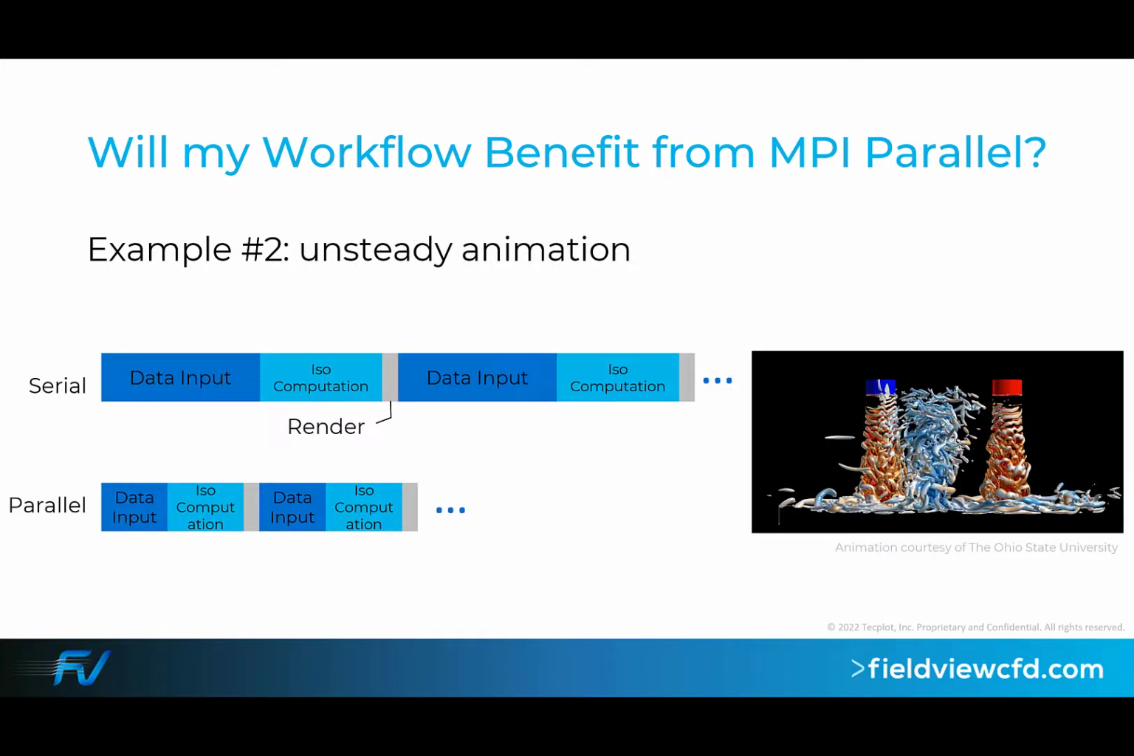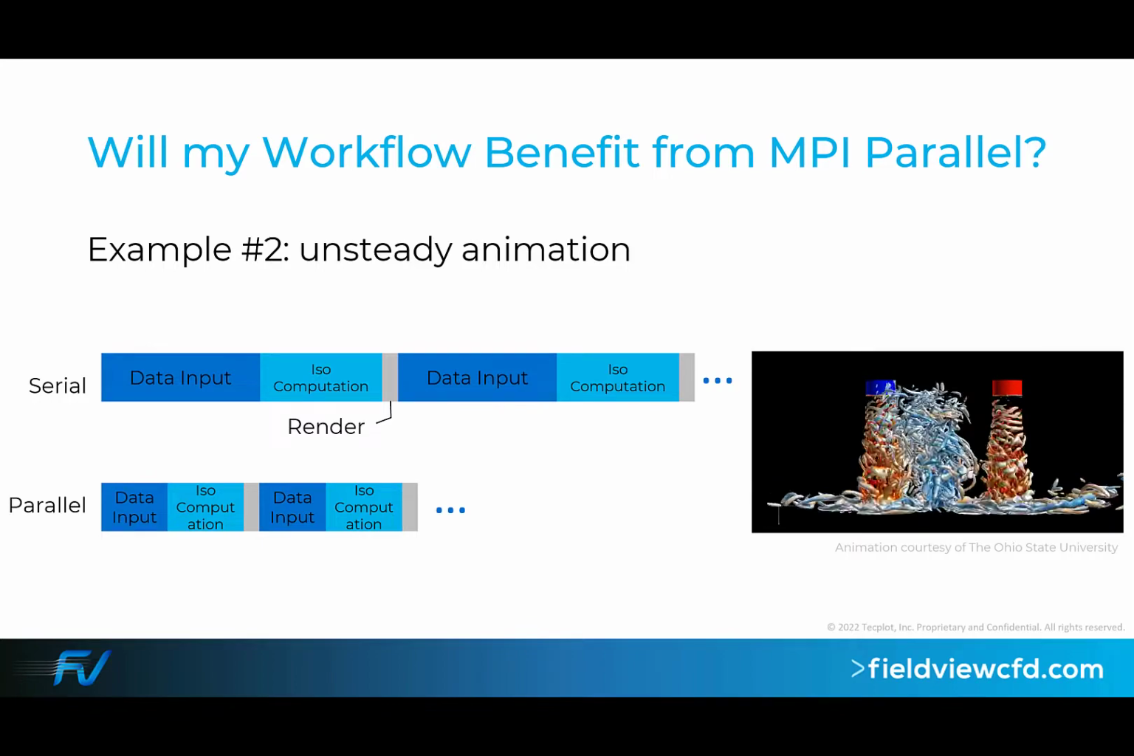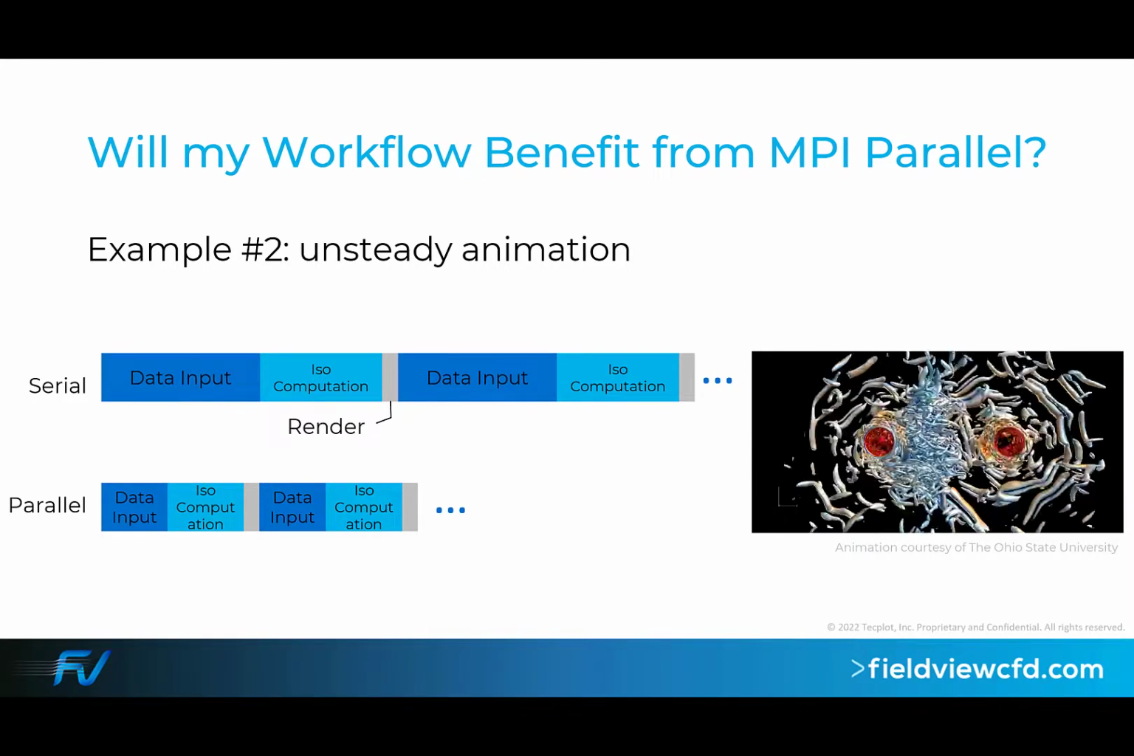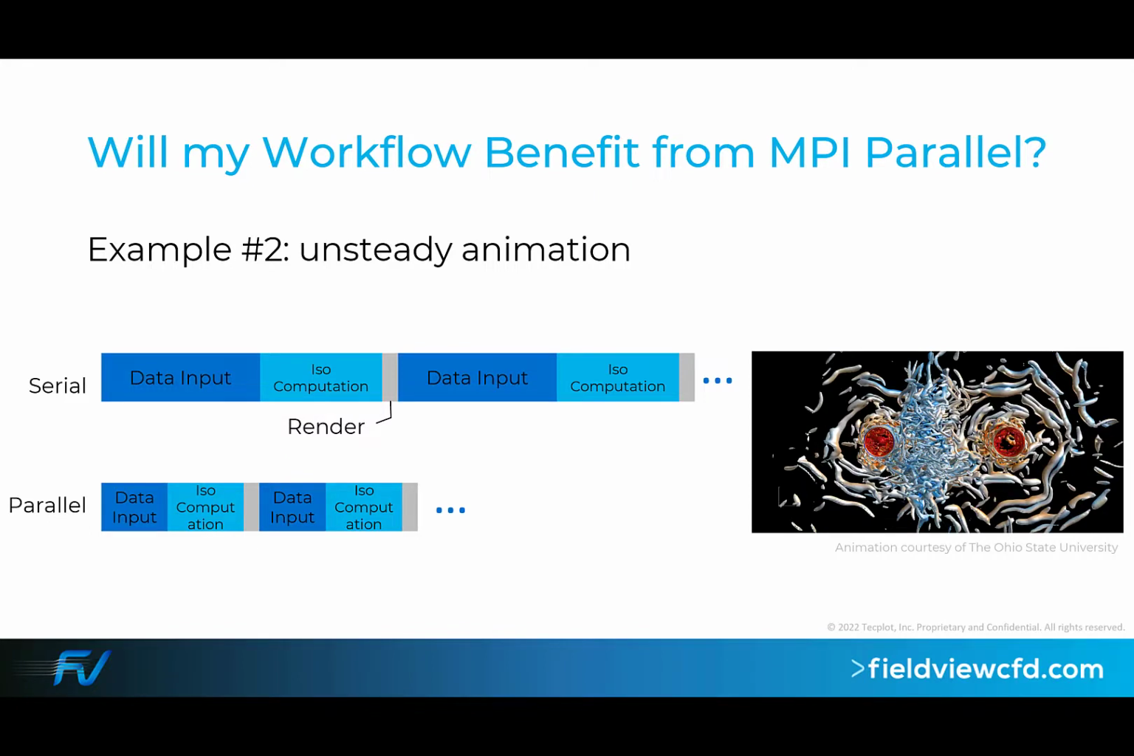In another example, we see a transient animation where the data is input, an ISO surface is computed, and the image is rendered. This cycle is repeated for the following time steps. We see a huge improvement in speedup in this case, since operations such as data input and ISO surface computation are significantly impacted by MPI.